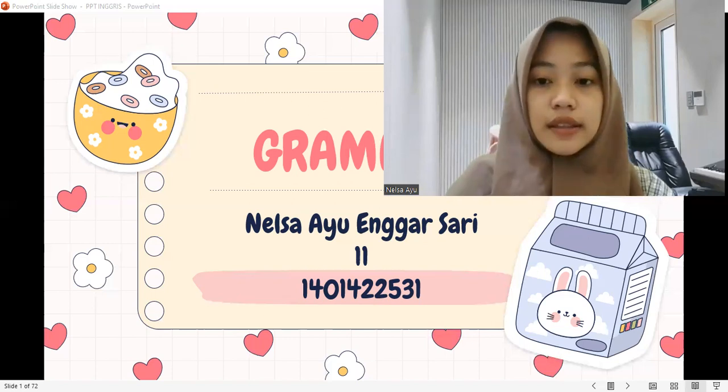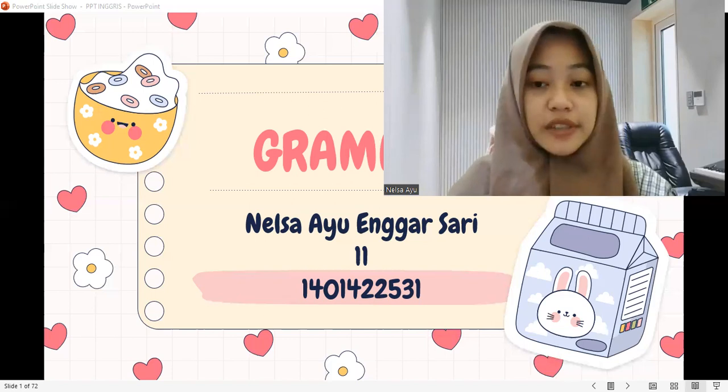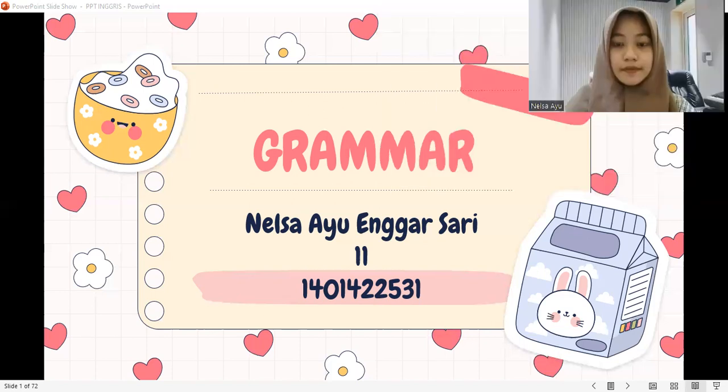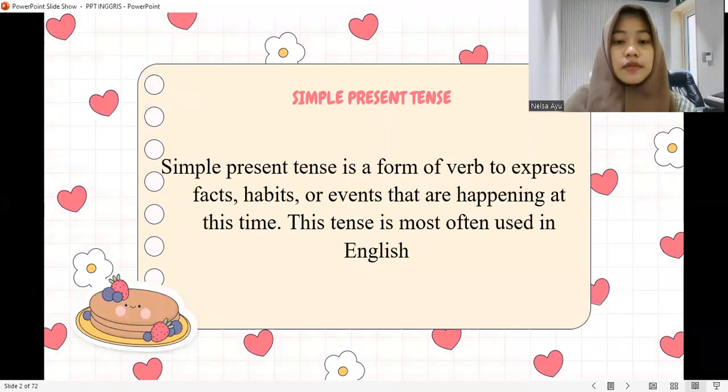Okay, let's go to the first material. For the first material is simple present tense. Simple present tense is a form of verb to express facts, habit, or event that are happening at this time. This tense is most often used in English.